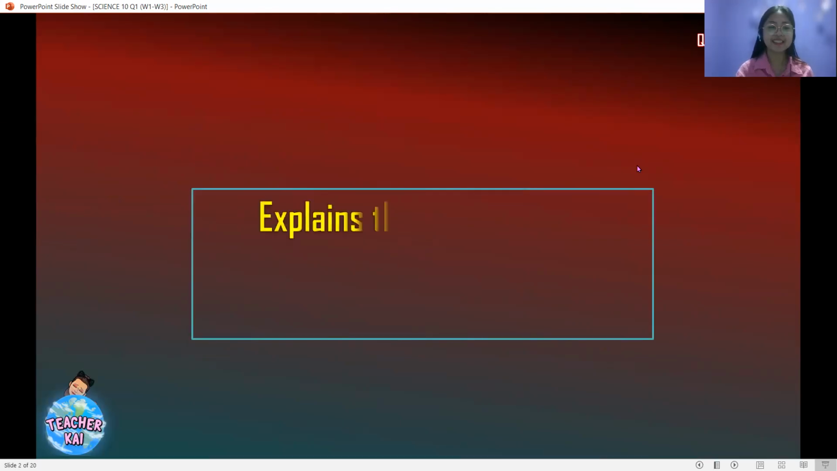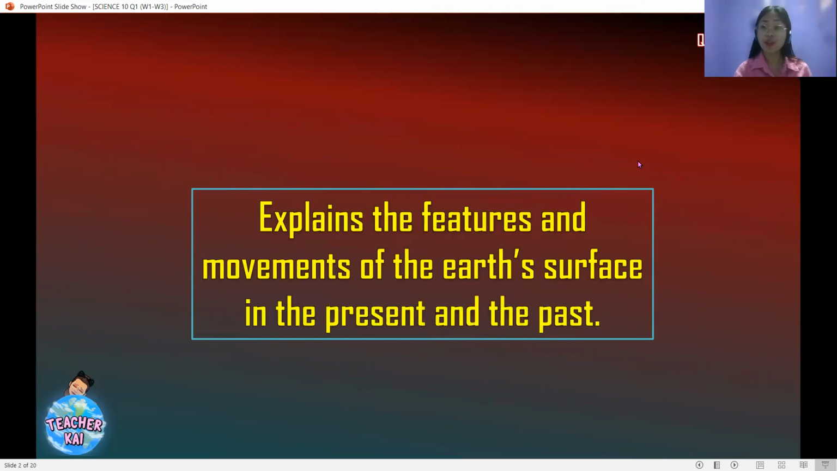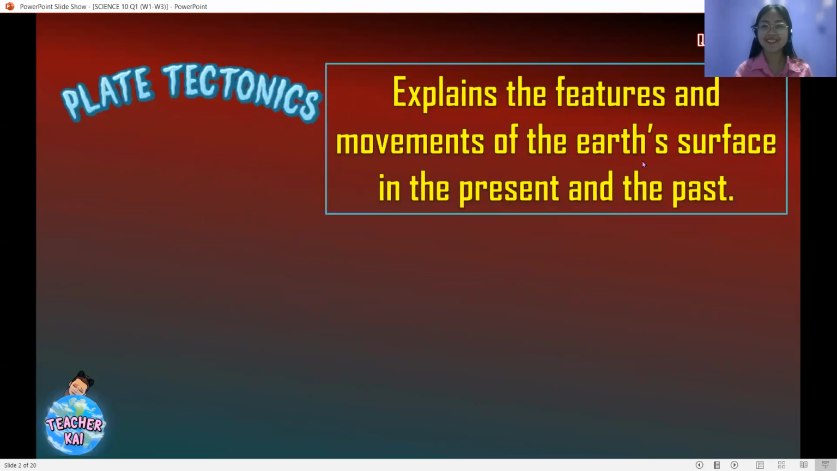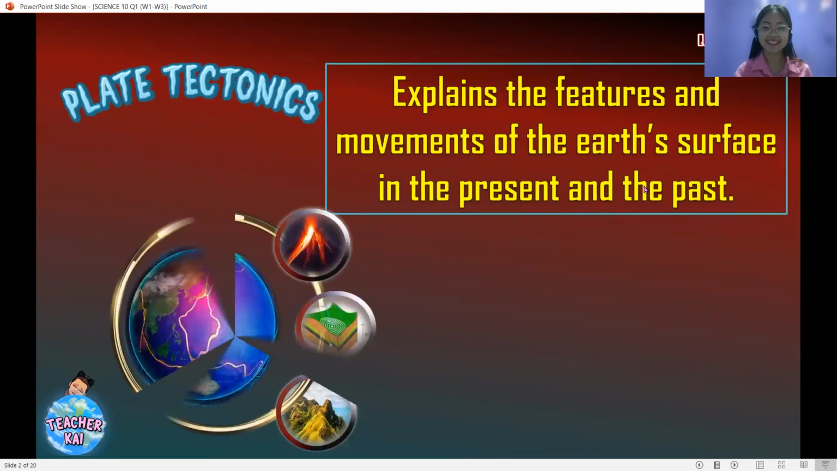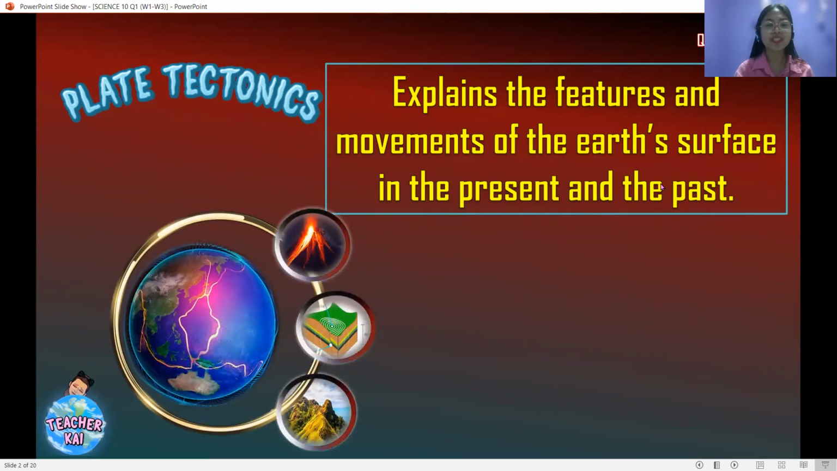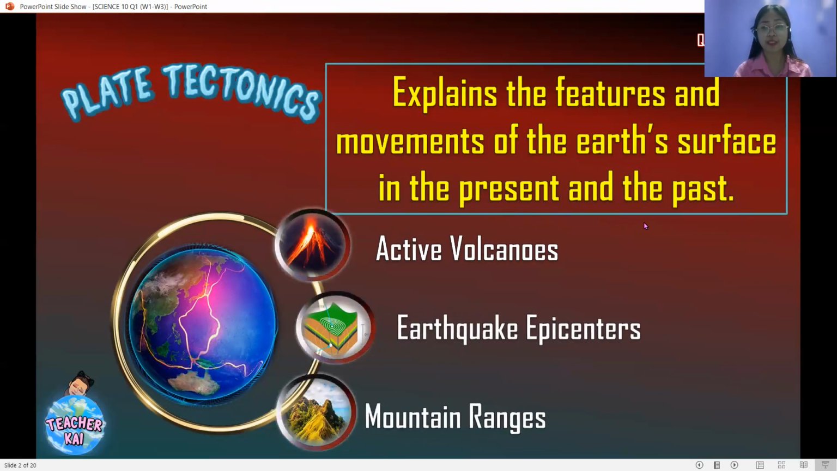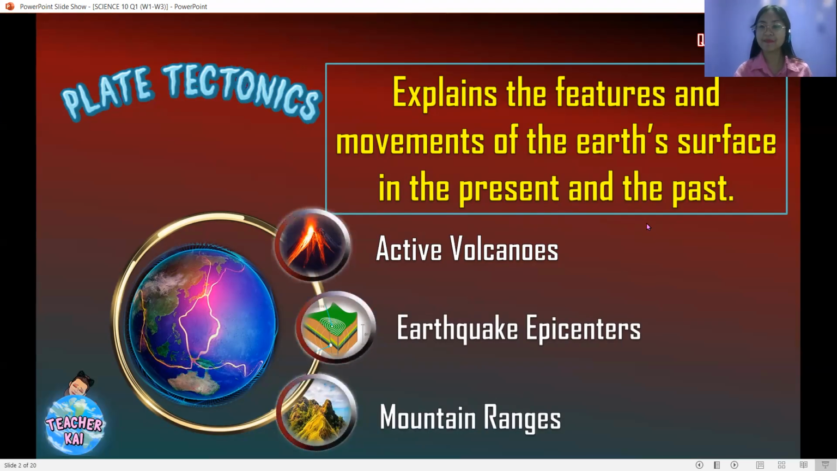So in this lesson, we will explore the one thing that explains the features and movement of the Earth's surface in the present and in the past. Plate tectonics. So in this lesson, we will learn about plate tectonics based on active volcanoes, earthquake epicenters, and mountain ranges. But before that, let us have an activity.